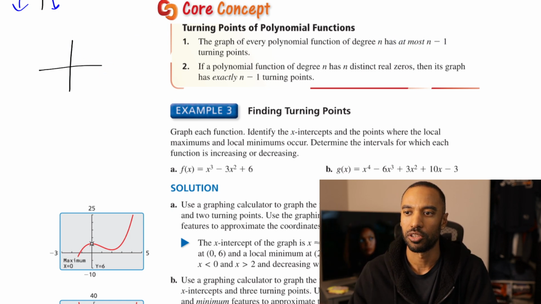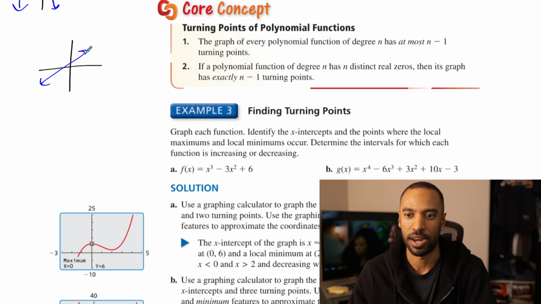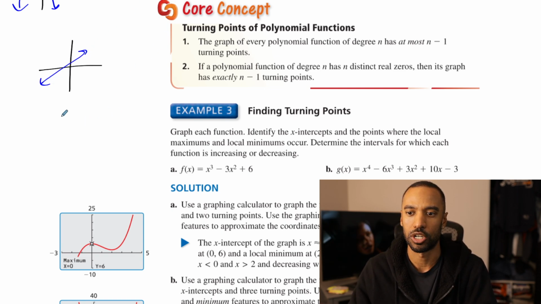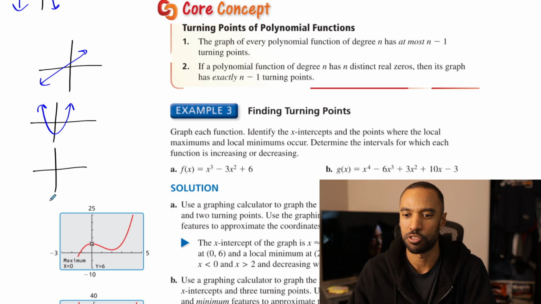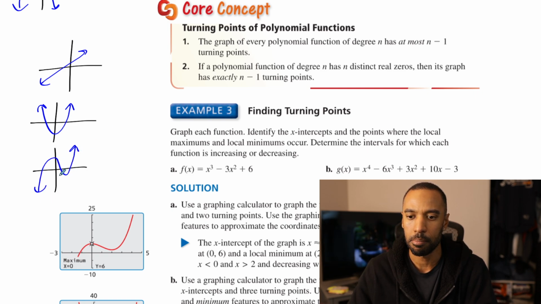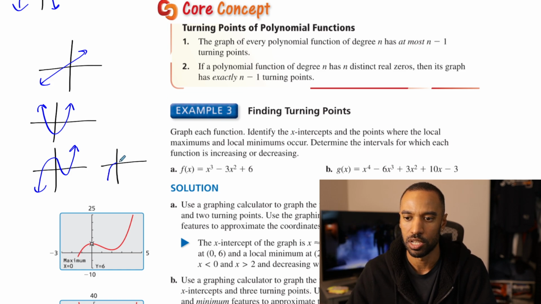That means a linear function of degree 1 has 0 turning points. A quadratic function can at most have 1 turning point. A cubic function can at most have 2 turning points. Now, they say at most because it doesn't have to. How many times have you seen cubic functions that just do this and don't have any turning points?